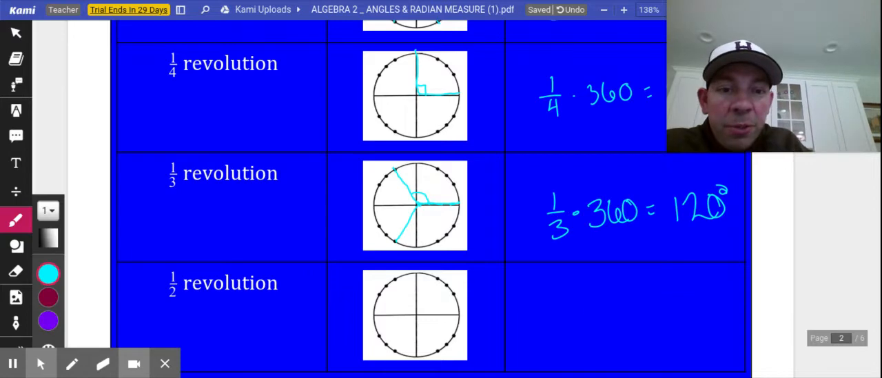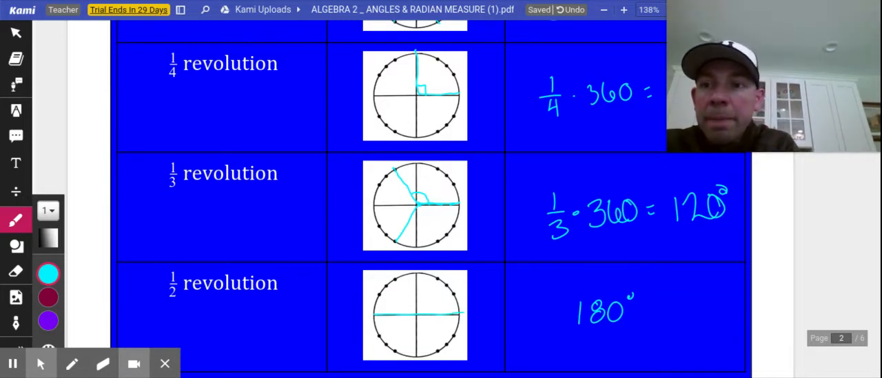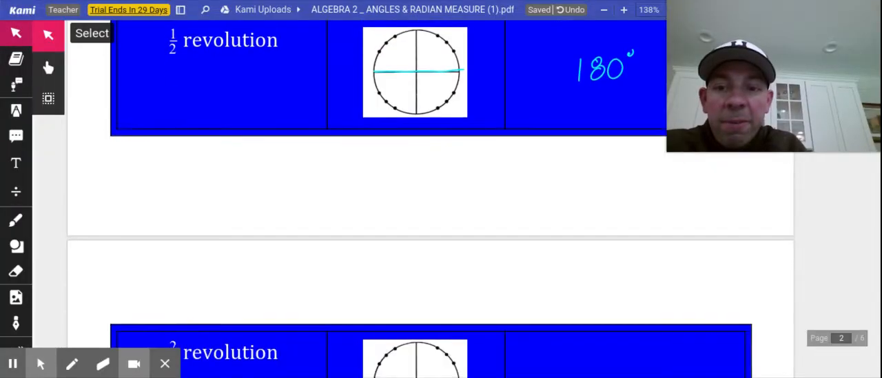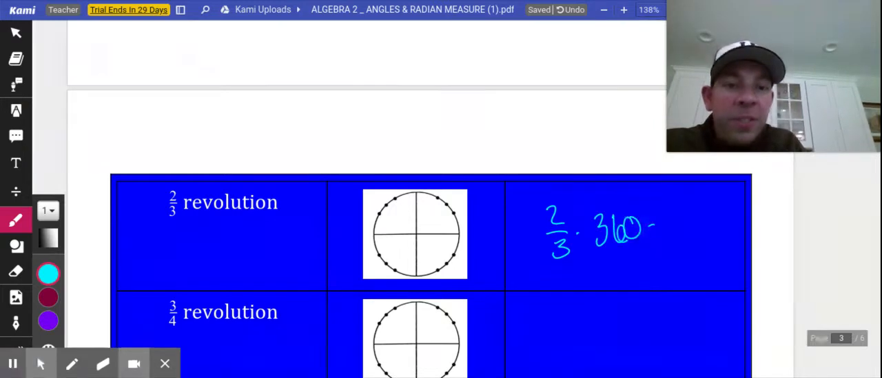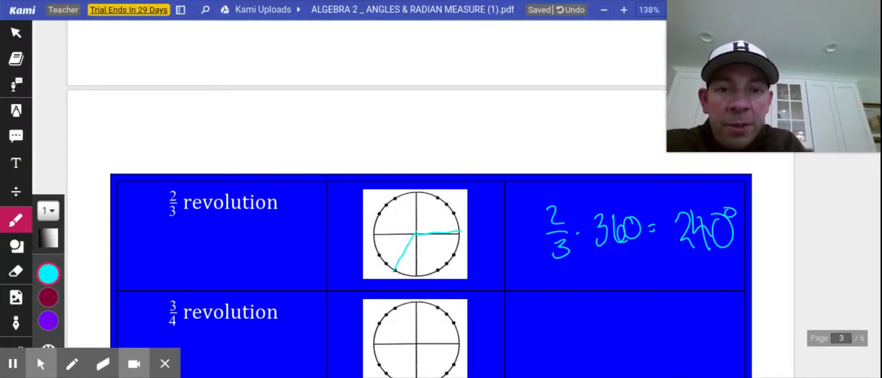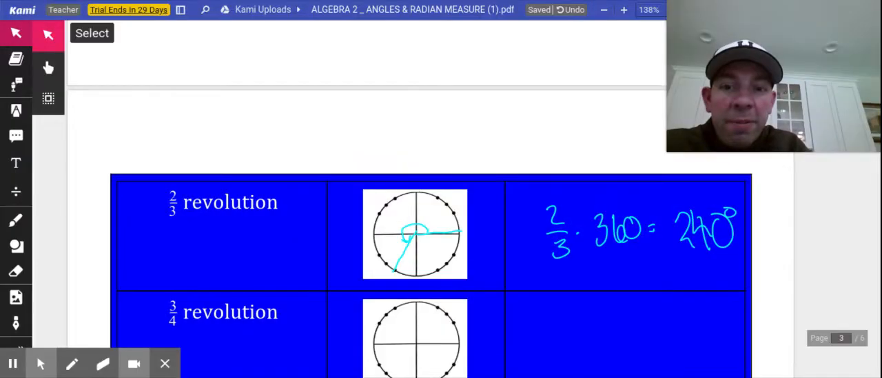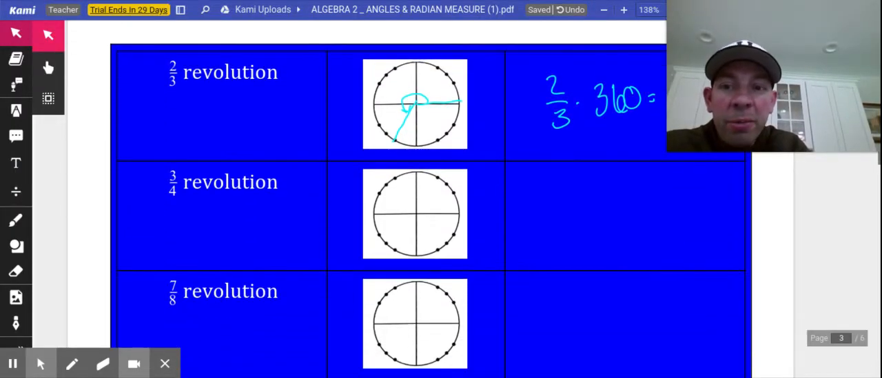Half of a revolution is just going to be that 180. We're going straight across right there. Here's a fun one. What's 2/3 of a revolution? 2/3 is going to make, let's see, 240, I believe, doing that in my head. So that's going to put you right here. So this rotation right there would be 2/3 of a revolution. Definitely you can see it's bigger than half, but not quite 3/4.